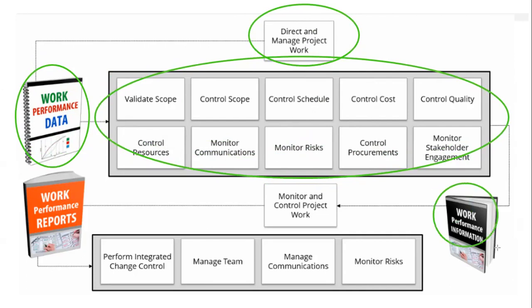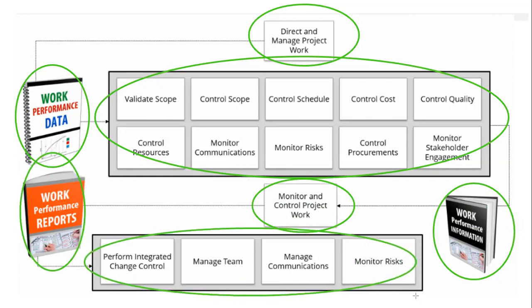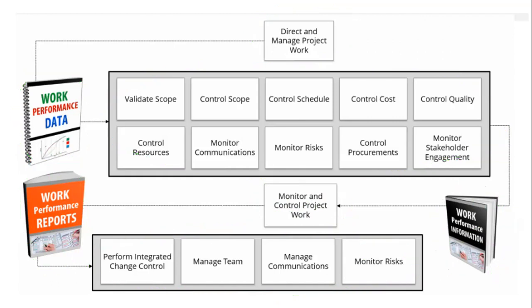All of those processes give you work performance information that goes into monitor and control project work. From there, you get a work performance report. Again, this is not in sequential order. This is only listed in order of knowledge areas. And then it goes to these four. All right. So whenever you are asked a question about the sequence of processes, do not refer to interactions such as WPD, WPI, and WPR to make a conclusion. Instead, you should know what is happening in each process, and that will help you better answer the question.